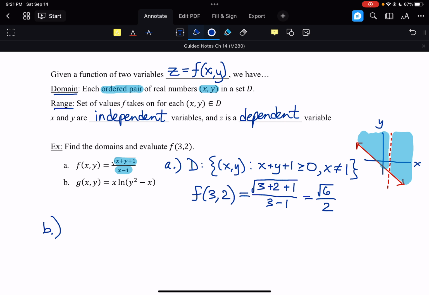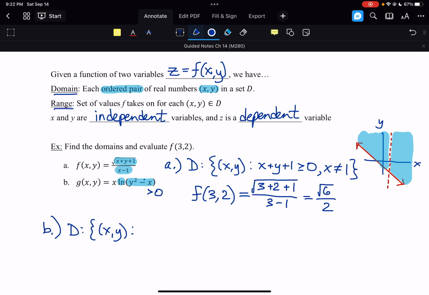Then for part B, looking at the domain first, it's going to be the set of points x, y. And if we look at restrictions, the x in front has no restrictions attached to it. But the fact that we have a natural log here of y squared minus x definitely introduces a restriction, because anything inside of the natural log must be strictly greater than 0. So y squared minus x must be greater than 0.